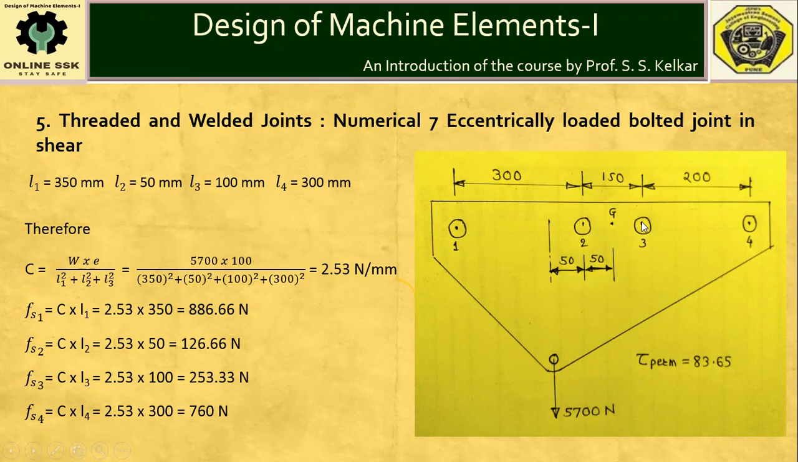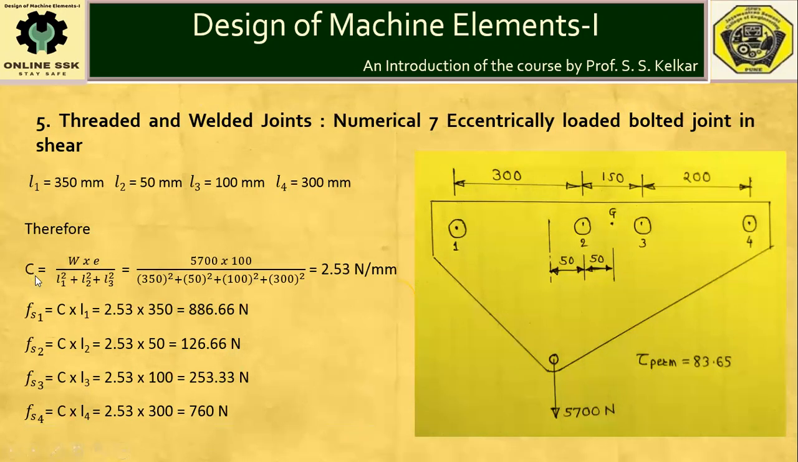This board number 3 is at a distance of 100 from G. So this 100 plus this 200, so total 300 will be the distance between point G and point 4. Board number 4. Therefore, this distance between center of board number 4 from CG will be 300 and L4 will be equal to 300.